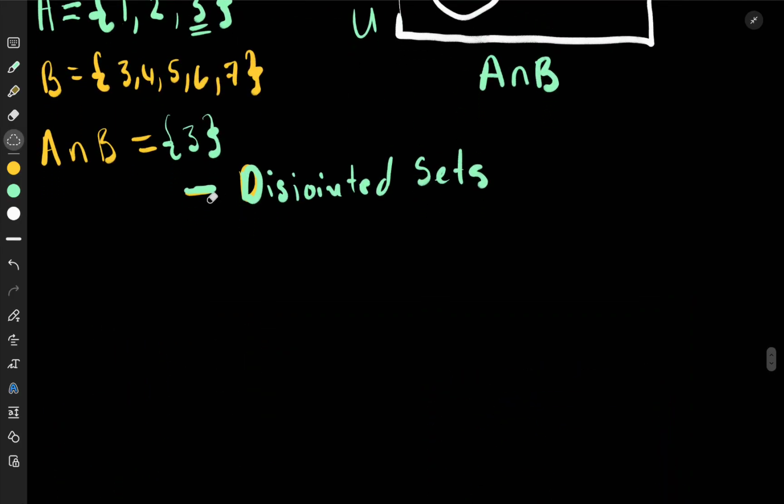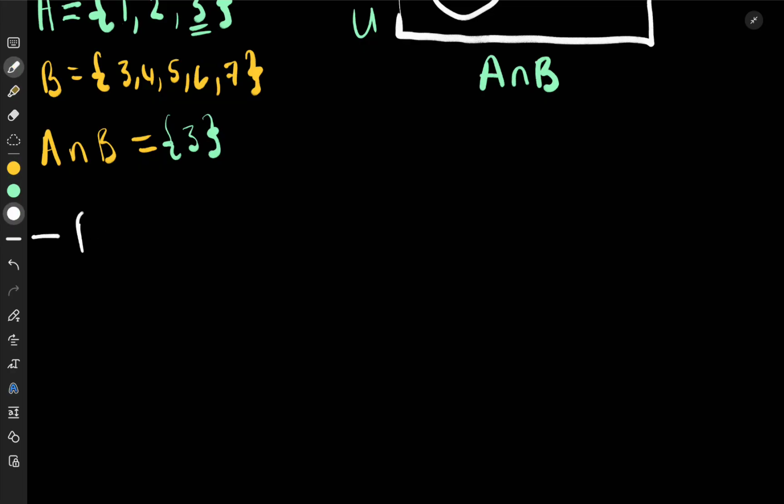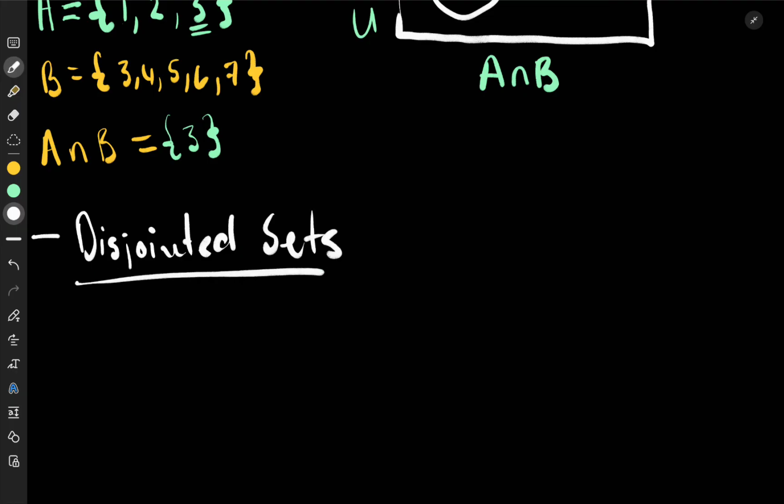So we want to talk about the idea of disjointed sets. Under intersection, there is the idea of disjointed sets. What is this idea all about? When we say we have disjointed sets, we are saying they have nothing in common. We have sets that have nothing in common.